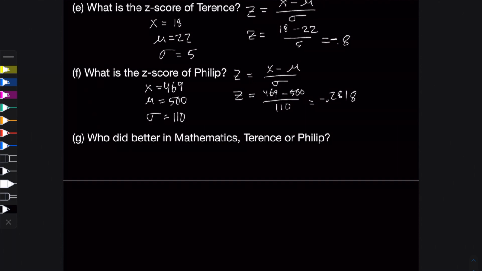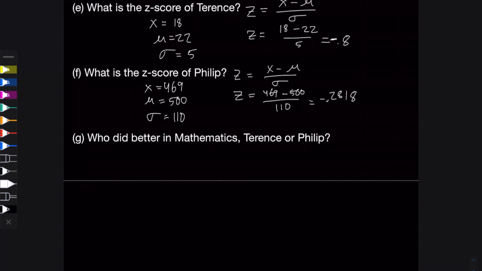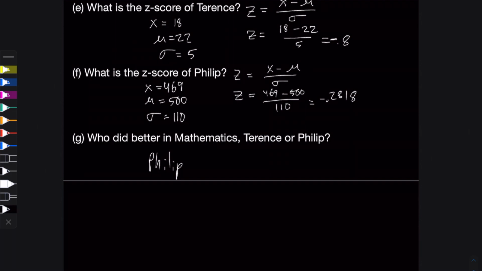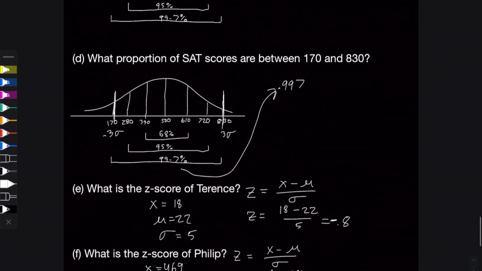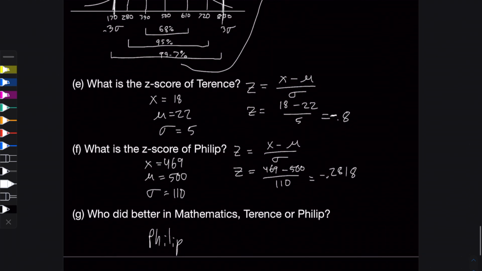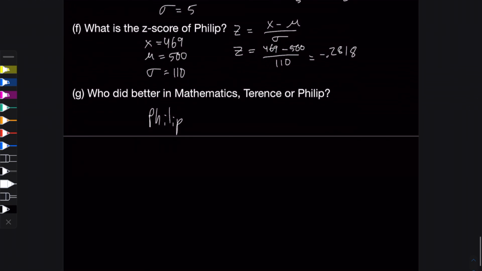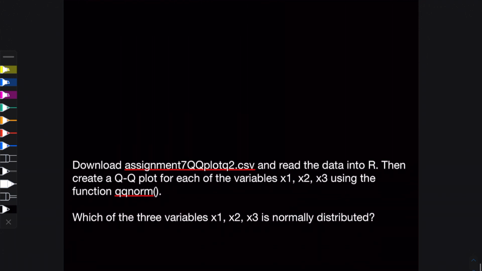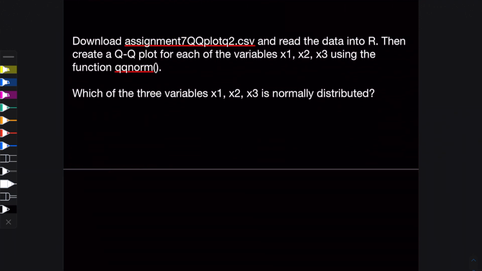So Terrence's z-score was negative 0.8 and Philip's z-score was negative 2.818. This would tell us that Philip did better because his z-score has a higher value, right? And negative 0.8 is a higher number than negative 2.8, so he is further up to the right. And the further to the right you can get on this graph, the better that you did. Make sense? Good.